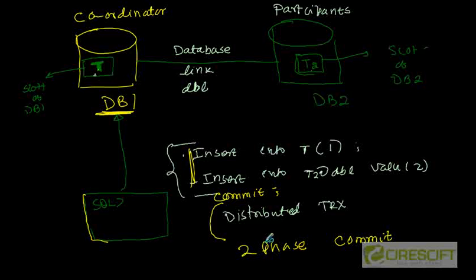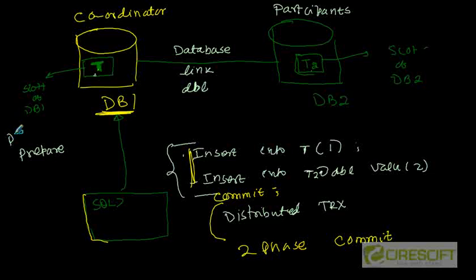Right, so whenever the commit happens, database 1 says, okay, I'm prepared to commit. Then in phase 1 it will send a message to all the databases which are part of this transaction. In this case only database 2 is part of this transaction. Then it will ask, are you ready to commit?